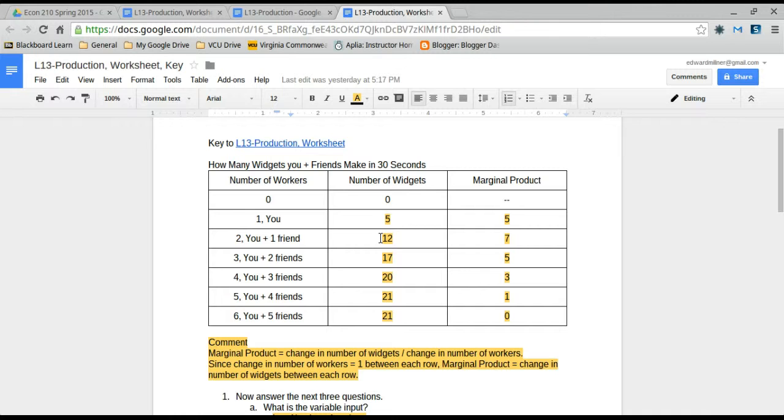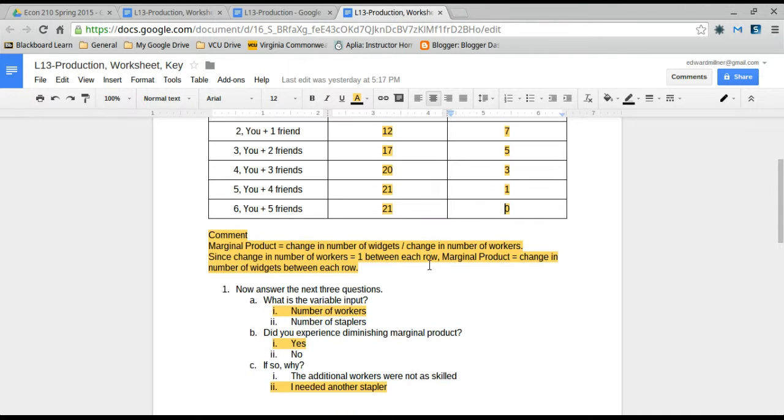The second worker has a marginal product of 7. Output goes from 5 to 12 when the first friend comes to help me. Marginal product measures the extra output produced by the extra input. Since output rose by 7, the marginal product of that second worker is equal to 7. Output rose from 12 to 17 with the second friend, so marginal product of the third worker is 5, then the marginal product of the fourth worker is 3, then 1, and then 0.